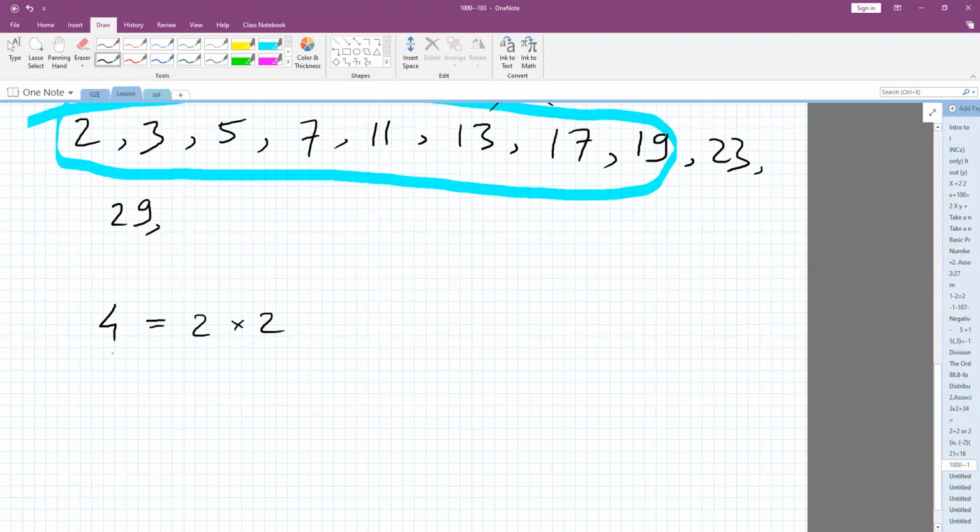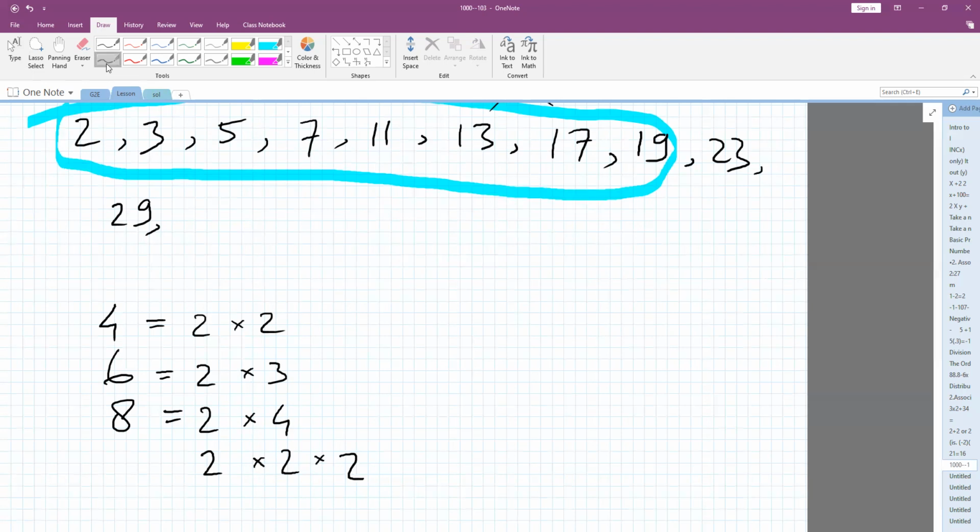Now, if you look at the other numbers, for example 6, they can be made from 2 times 3. And then if you look at the other numbers, say 8, what I'm trying to do now is to get this number by multiplying some prime numbers. Okay, in this case you can say this is 2 times 4, but now if you look at this number 4, it is made from 2 times 2. So basically 8 is equal to 2 times 2 times 2, or 2 to the power of 3.